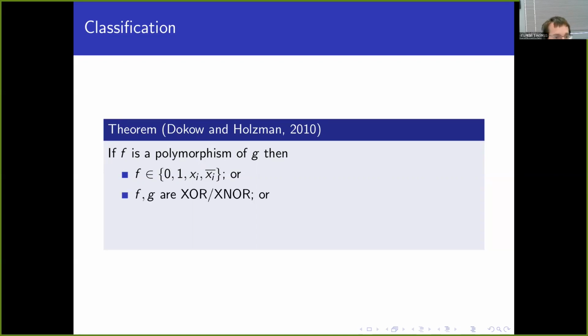If g is an XOR or its negation, then f could also be an arbitrary XOR or its negation. It depends on some parity issues, which we won't get into. Another case is if g is an AND function of possibly more than 2 inputs, then f could be an AND. And the same with OR. So unless g is an XOR, its negation, an AND or an OR, then the only possible polymorphisms f are the trivial polymorphisms. So this is what happens in the exact case.